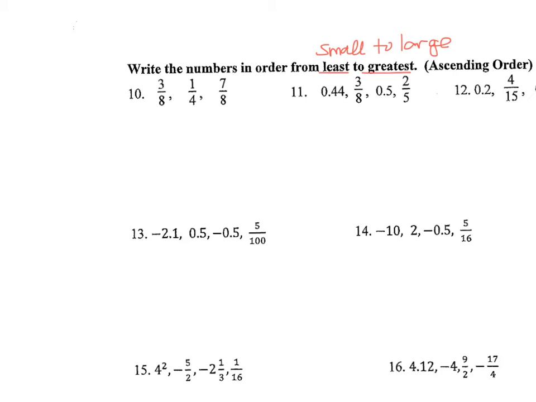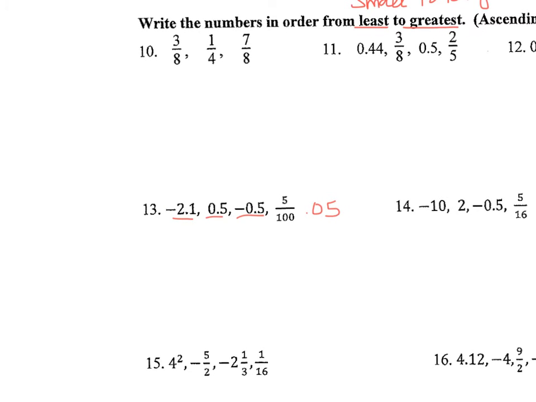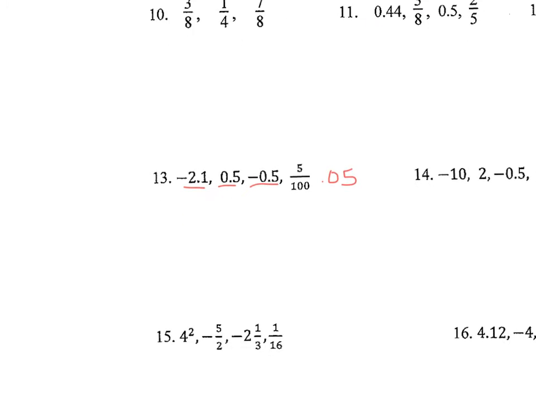So on number 13, we have negative 2.1. So that's already a decimal. I'm good. 0.5. Again, I'm already good. Negative 0.5. Good to go. And then I have 5 over 100. So I'm going to divide 5 divided by 100, and I get 0.05.